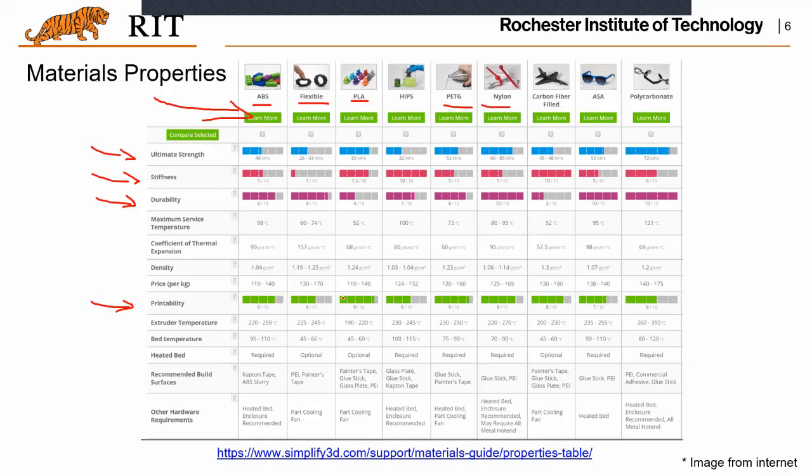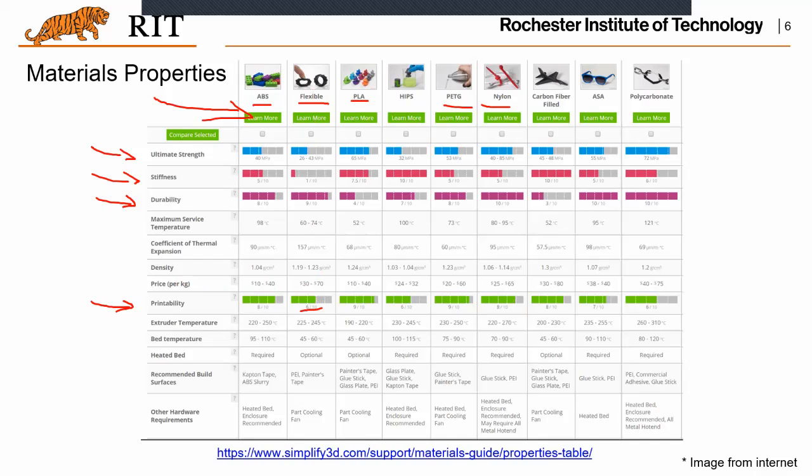As you can see here, apparently PLA and PETG have really good printability. But some other materials, like these flexible materials, have smaller printability, which means you probably need to be careful when you use such a material.